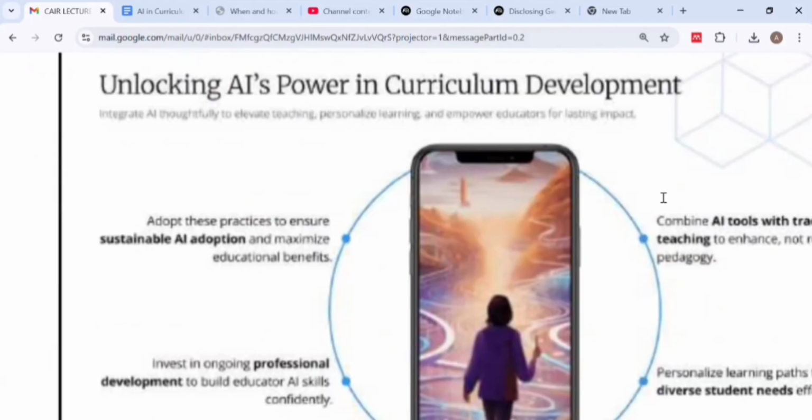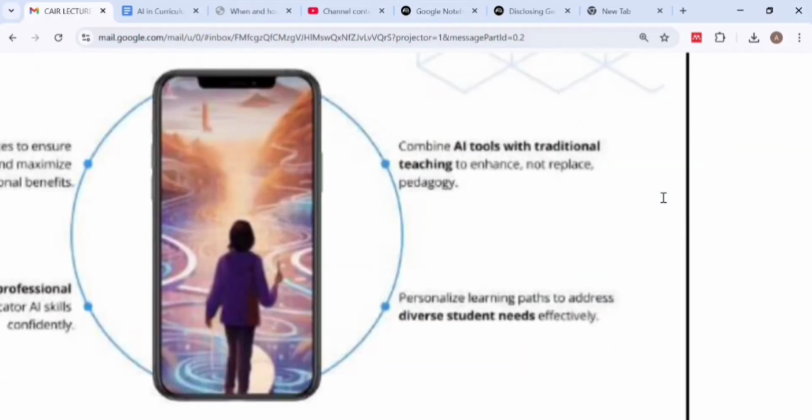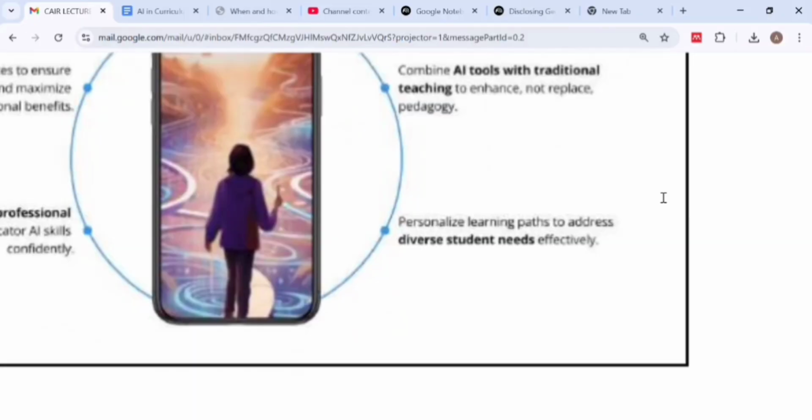Unlocking AI power in curriculum development. Adopt these practices to ensure sustainable AI adoption and maximize educational benefit. Invest in ongoing professional development to build educator AI skills confidently. Combine AI tools with traditional teaching to enhance, not replace, pedagogy. Personalize learning pathways to address diverse student needs effectively.